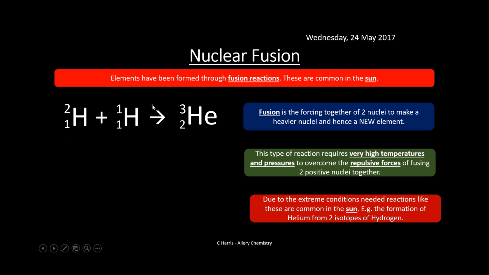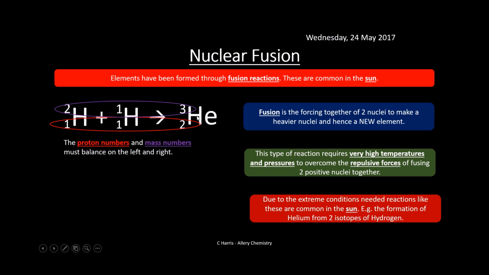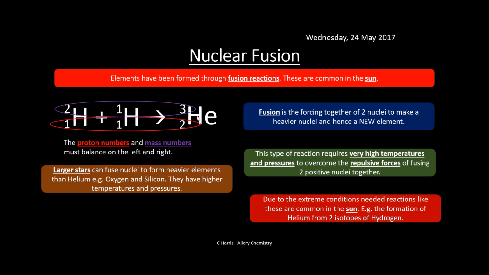Just be prepared to write an equation down to show nuclear fusion. You can see here that there's hydrogen and there's another hydrogen isotope. We fuse them together. All we do is just add the top and bottom numbers together, so it's pretty straightforward. But this number here is unique to the element, so whatever the proton number is will be unique to that element. So that's how we know this is helium, because helium is the only element with a proton number of 2. So look at the proton number and that will tell you what the element is. Make sure they all balance. Obviously, that's pretty important. Larger stars, these are really, really big stars. These can fuse nuclei to form heavier elements than helium.